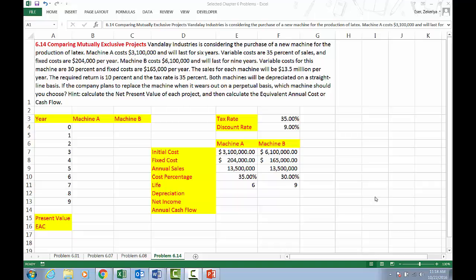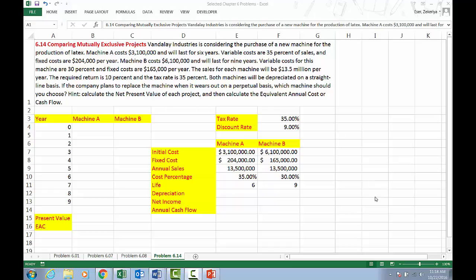In this problem, you're going to learn how to calculate equivalent annual cost or cash flow. Vandelay Industries is considering the purchase of a new machine for the production of latex. Machine A costs $3.1 million and will last for 6 years. Variable costs are 35% of sales and fixed costs are $204,000 per year.